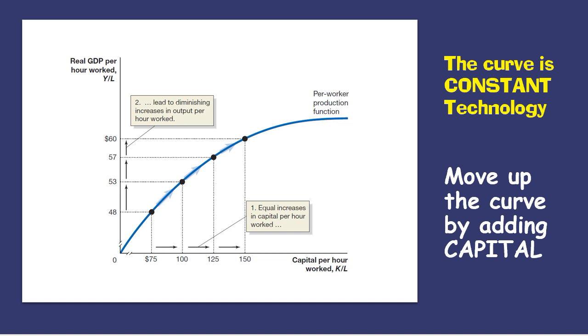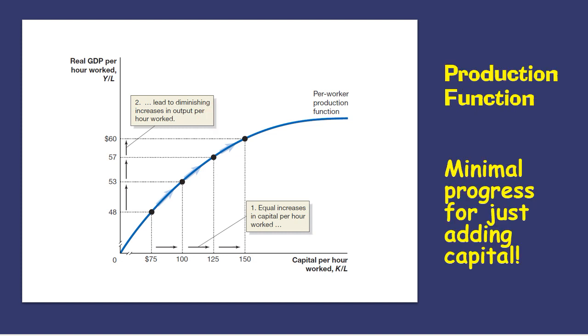So I move up the curve by adding capital, right? So the curve stays in the same place. As I add machines, I stay on the curve and I slide up the curve. If I improve technology, I can move the whole curve. Got that? So, as I'm going from here to here to here to here, I'm adding capital. If I go from here somehow up to here somewhere, that's because I improved technology.